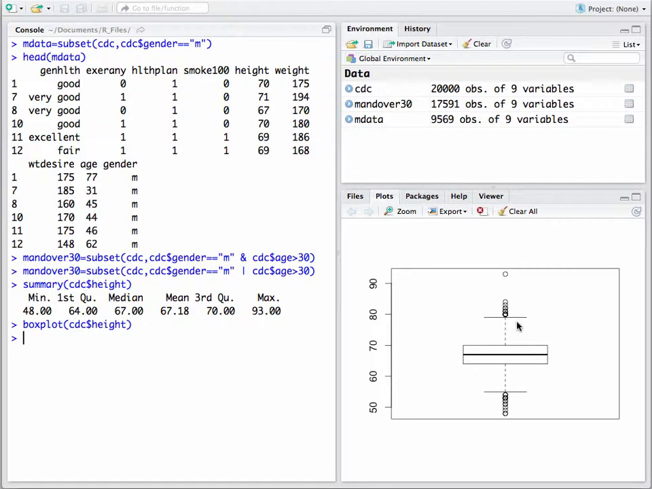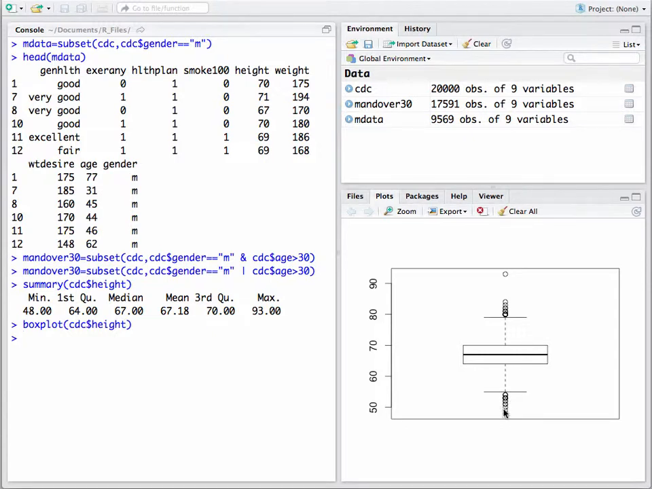These ends of the whiskers here, if you take the distance, if you take 1.5 times the width of the box, in other words, this distance from here to here is the interquartile range. If you take 1.5 times that distance, that's this distance right here. And so you mark a line right there, and that gives you the end of the whisker. Same thing on this distance right here. That's 1.5 times the interquartile range is what that distance is.